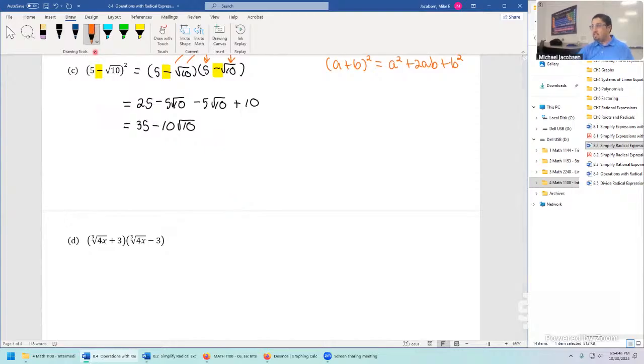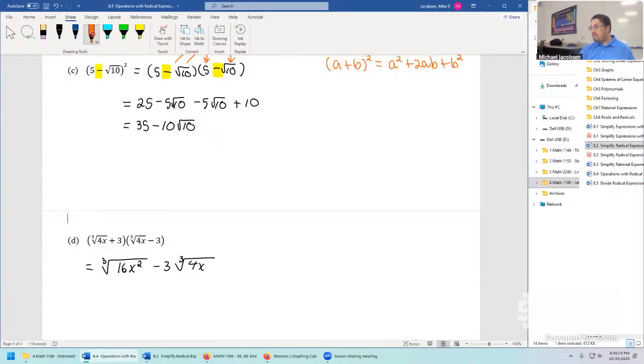So let's FOIL out this next one. First, we take the cube root of 4x times the cube root of 4x. That's going to be 1 cube root. 4x times 4x multiplies together to give us 16x squared. Then multiply here to here. That's going to be negative 3 times the cube root of 4x.